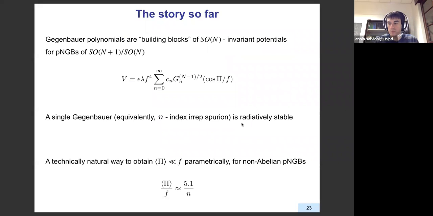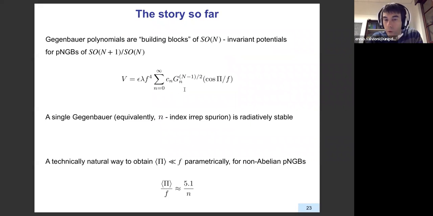So let me summarize this first part, which is more general. What I think this says is that the Gegenbauer polynomials are the building blocks of potentials, which in this case I chose to be SO(N) invariant. This means that the generic potential can be expanded in this basis. This is just a complete basis.